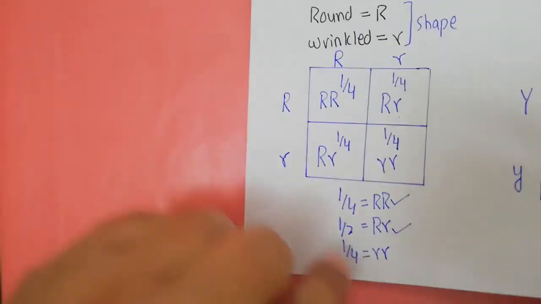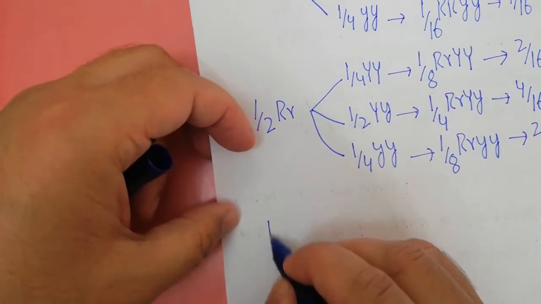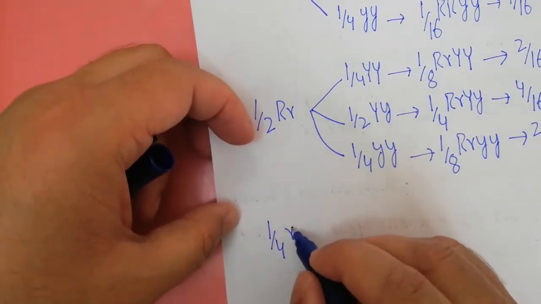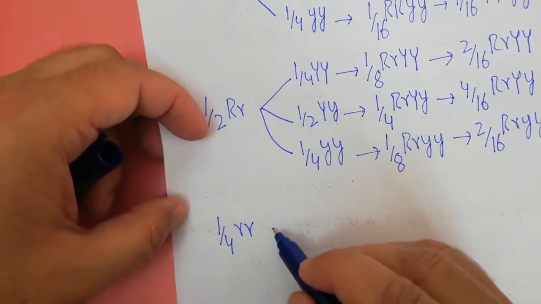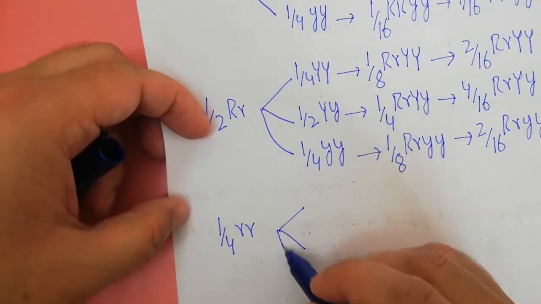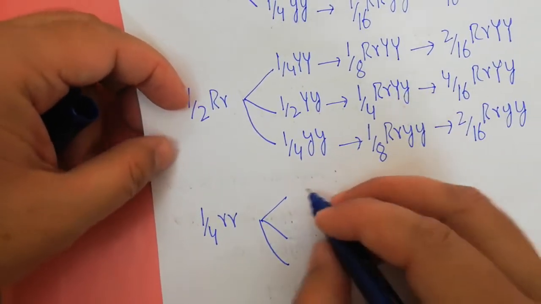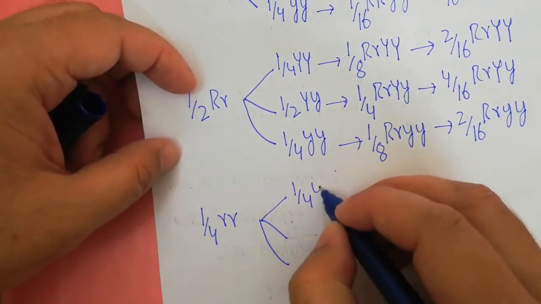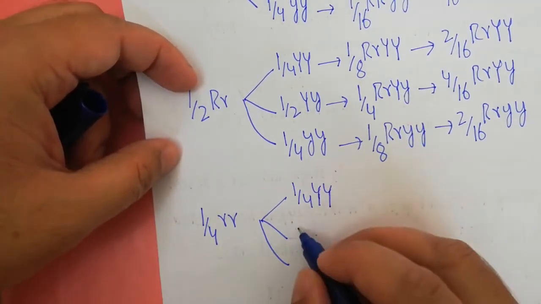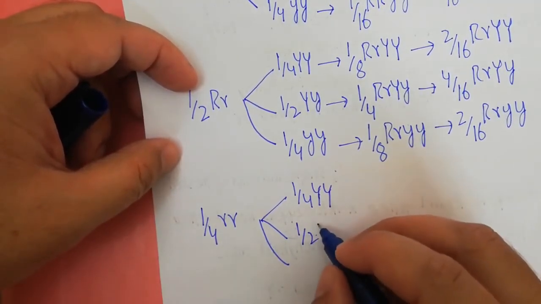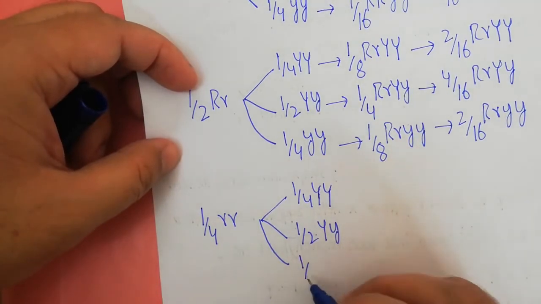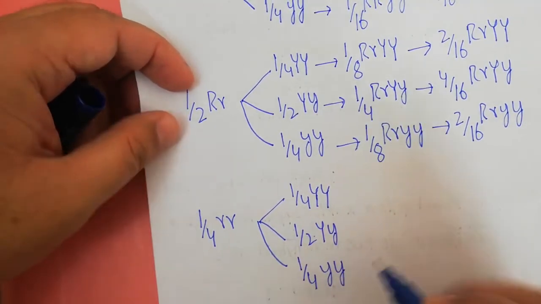Now if you talk about the third one, 1/4 of them are small r and small r, and you have to cross them with the three values that you have got from the monohybrid cross of the color of the seed. So it will be 1/4 capital Y, half of them capital Y and small y, and 1/4 of them small y and small y.